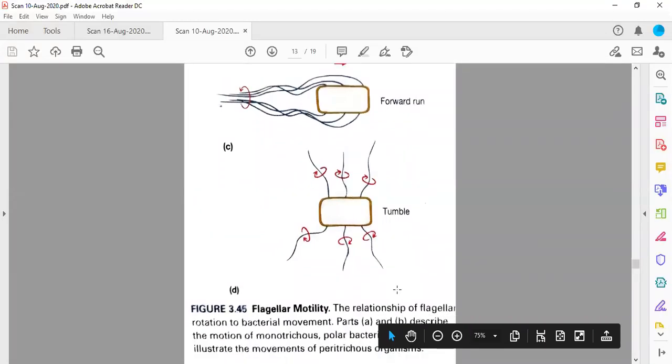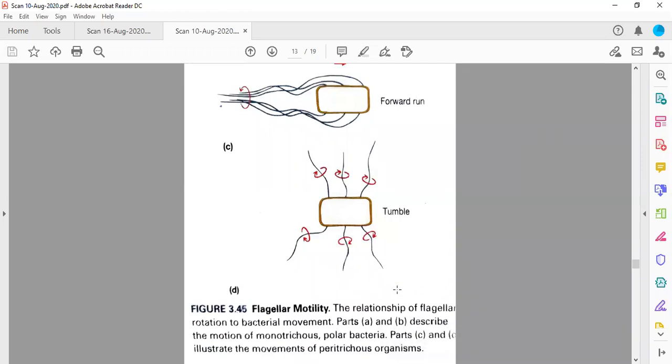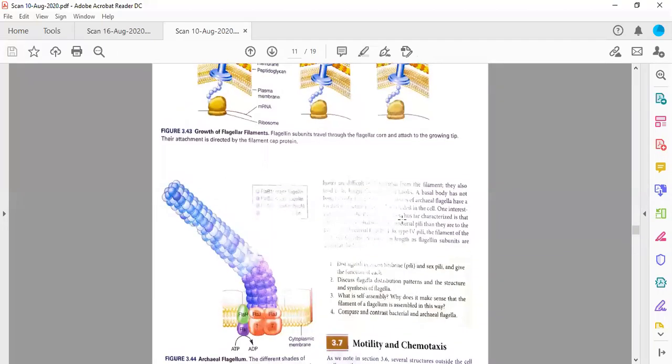So now you are able to understand how the bacterial cell is able to manage the movement, either if it wants to run, or if it wants to change the direction, or it wants to tumble around. If it rotates counterclockwise, it will run. If it rotates clockwise, the cell will tumble around, or ultimately the direction of the bacterial cell movement will change.